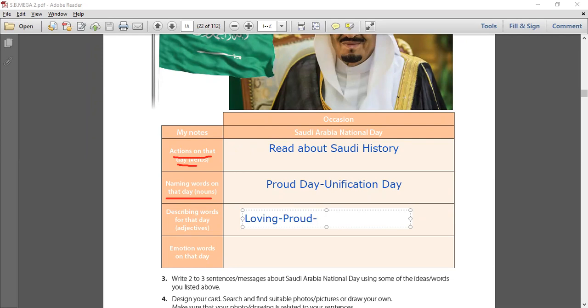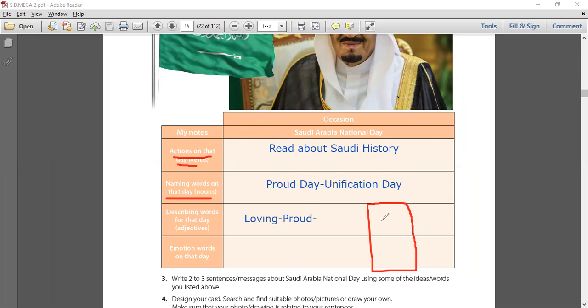Those are the adjectives or the things that you're going to feel on this day. Emotion words on this day, I'm going to consider as describing words. So you don't have to do emotion words, sorry. This chart is only to help you. I don't need this chart. If you don't need it, then don't write anything. This chart is only to help you design your card, whether by hand, as I told you, or using your computer.